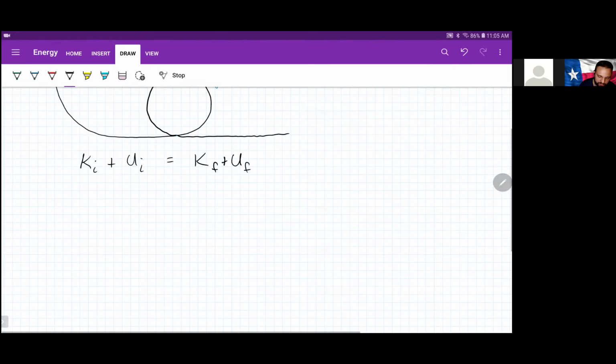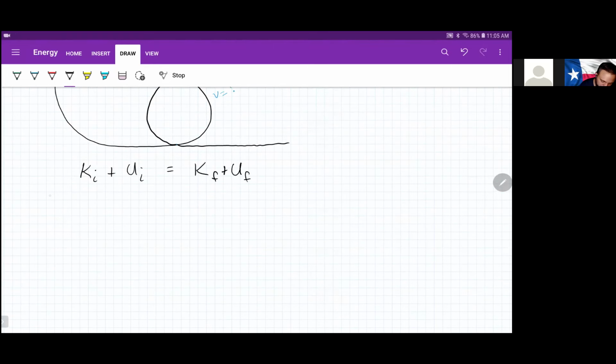So Ki, we're always going to put that in as 1/2 m v naught squared. My potential energy, I don't have a spring, so I don't have to worry about that equation, but I do have a change in y, so I'm going to put m g y naught. And on the right-hand side, again, I'm going to have a final velocity, and the same for my potential energy. So that's what I need to use.